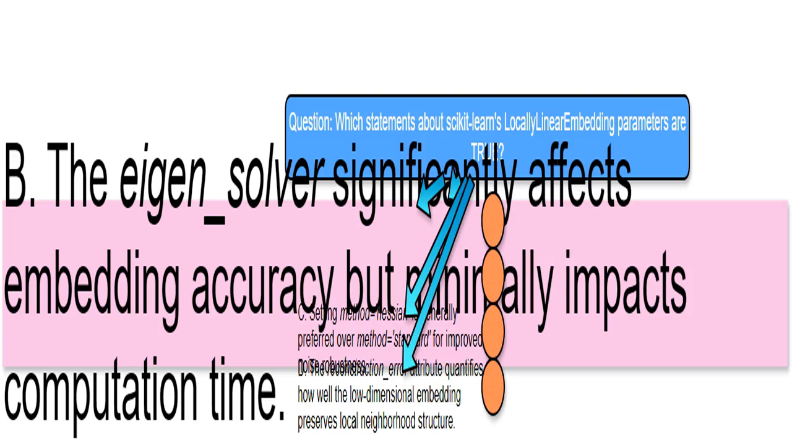This is true. The parameter `n_neighbors` determines how many neighboring points are considered when building the local linear representation.